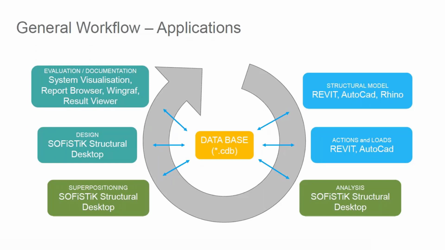What does all this mean for you as a user on a daily basis? There's no need to care about all the mentioned modules manually by yourself. They all are implemented in the following programs and applications. Again, I start from the right. The graphical preprocessing is done with AutoCAD, Revit, and Rhino, and assigned, of course, to the SOFiSTiK applications. This includes the structure and the loads.